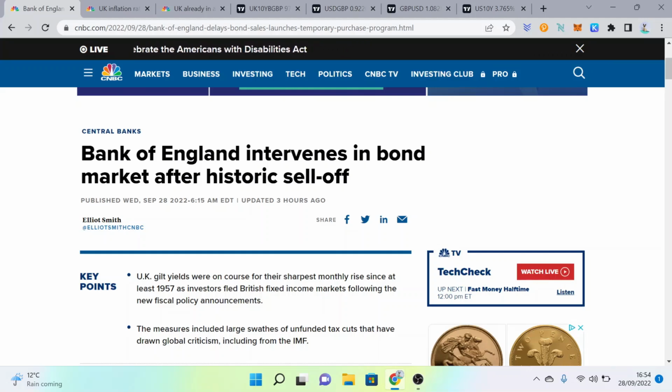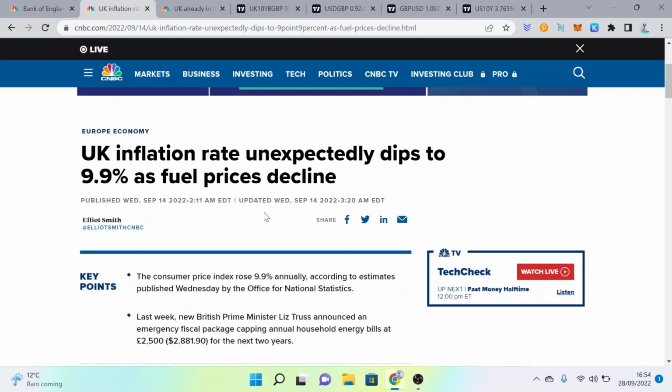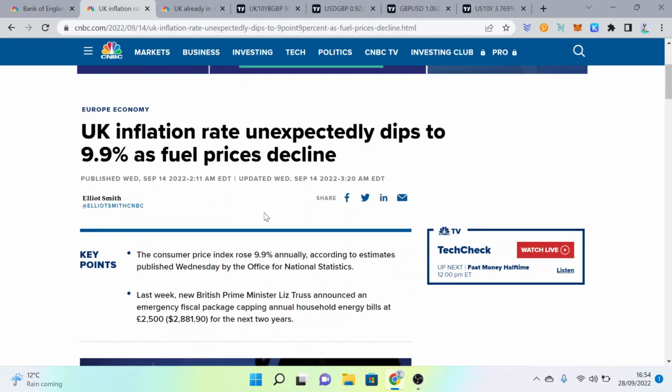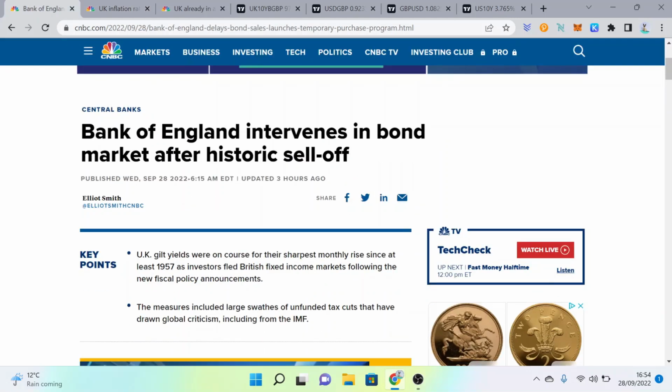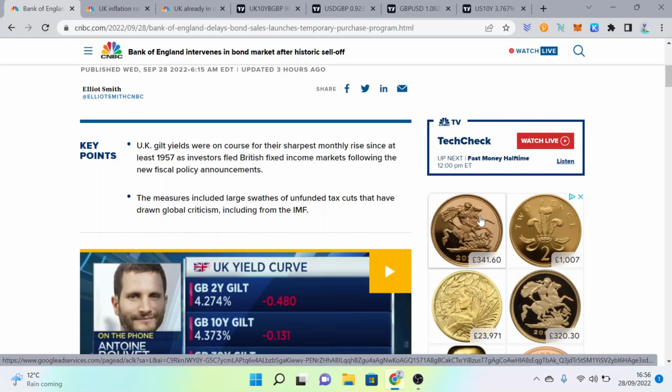So I'll read through this article and then I'll wrap things up. The interesting thing about this is they are going to print money and essentially stabilize, and that negatively affects what they're trying to do in regards to fighting inflation. They've kind of diverted from that and gone, okay, well, we're going to have to stabilize the bond market in order to do so, and they don't really have much choice other than to do this. So let's get into it. Bank of England intervenes in bond market after historic sell-off.